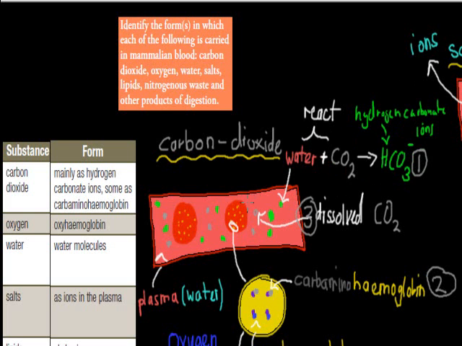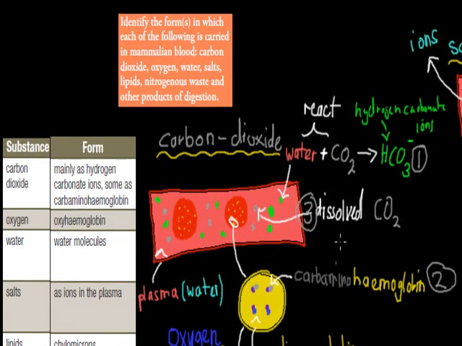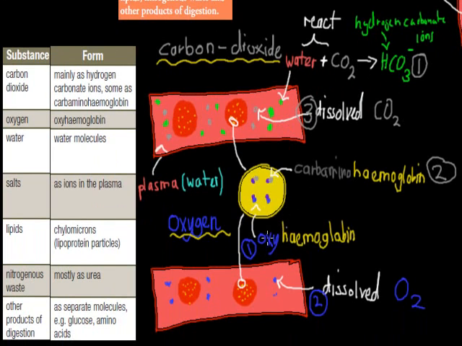Number 2 way is for it to attach to hemoglobin. So hemoglobin is in red blood cells, and when CO2 attaches to hemoglobin, it's called carbaminohemoglobin. So hemoglobin is by itself, but when CO2 attaches, it's called carbaminohemoglobin. And the third way is that it's dissolved in plasma, which just means it's basically swimming in plasma itself. So there are 3 ways for carbon dioxide to travel: as hydrogen carbonate ions, as carbaminohemoglobin, or dissolved in plasma itself.